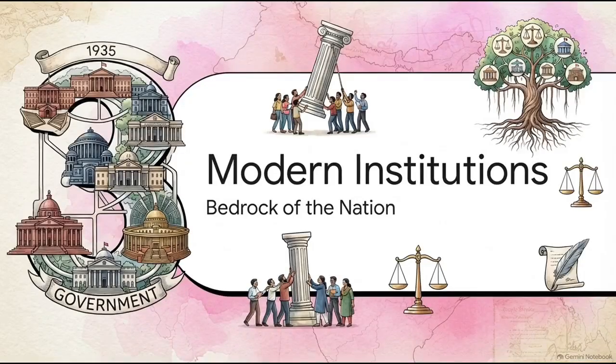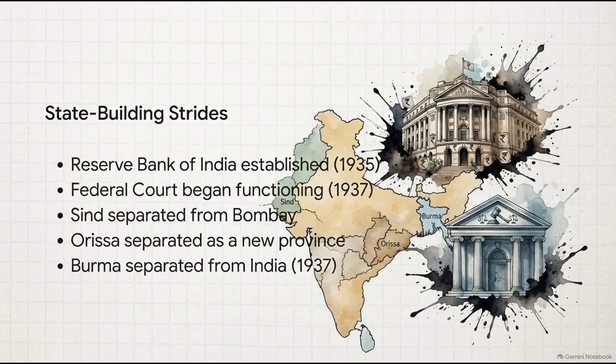All right, Section 3. Building modern institutions. Let's talk about the bedrock of the nation. Despite those massive contradictions, the leaps forward in actual state building were monumental. I mean, this act birthed institutions that are literally still shaping India today. It provided for the Reserve Bank of India in 1935, creating a crucial central monetary authority. Then in 1937, it established a federal court to handle constitutional disputes, a massive step for India's judicial system.